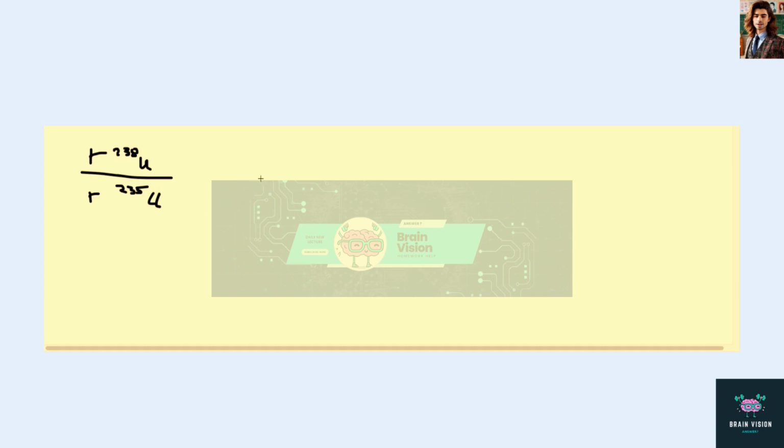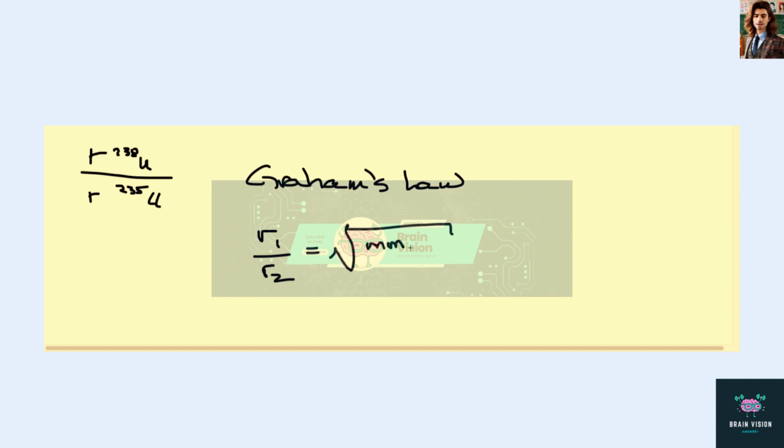Now, how do we figure out rates of effusion? We look at Graham's law of effusion. Graham's law is that the relative rates of effusion are equal to the square root of the inverse of the molar masses. So if you notice, we have a 1 in the numerator for the rates, where the 1 is going to be in the denominator. That's why it's inverse. Now, the 1 and the 2 are the two different isotopes. So here, our 1 is uranium-238, and our 2 is uranium-235.